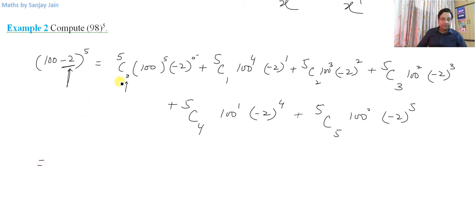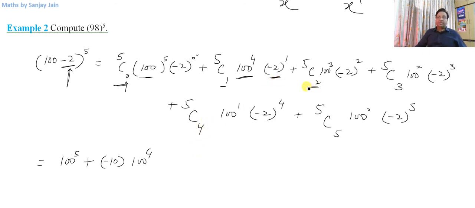So let us write 5c0 is 1, 100 raised to power 5 is the first term, plus 5c1 is 5 and this will be minus 2, right? So minus 2 into 5 is minus 10. Minus 10 into 100 raised to power 4. Let me write minus 10 separately and 100 raised to power 4 separately. We will deal with it a little later.